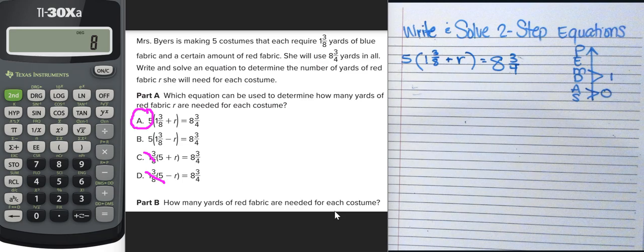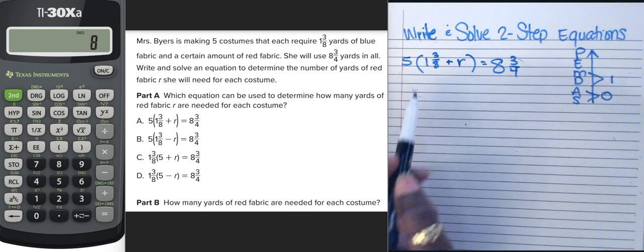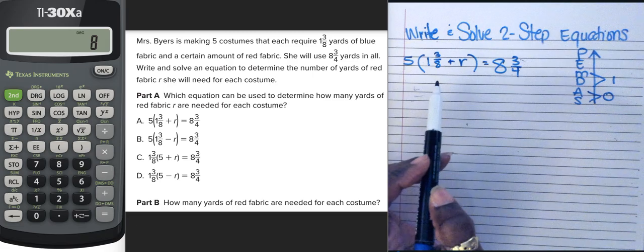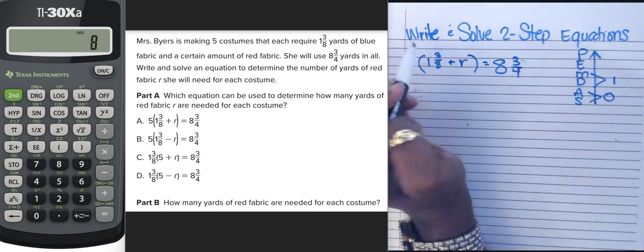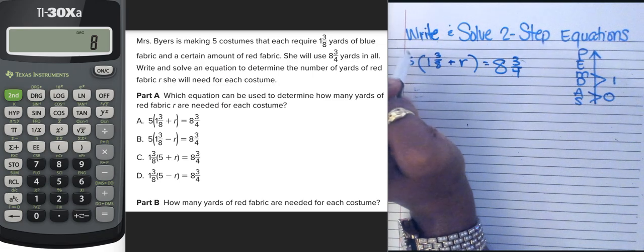Now, part B, they say, well, hey, how many yards of red fabric is she going to need for each of these costumes? So I'm going to show you 2 ways to solve for this one. And remember, either way works. You should still come out with the same answer. So the first one I'm going to use is expanding our expression using our distributive property.